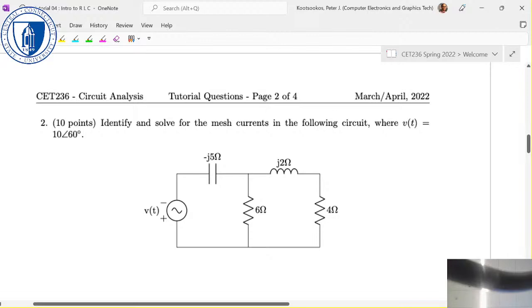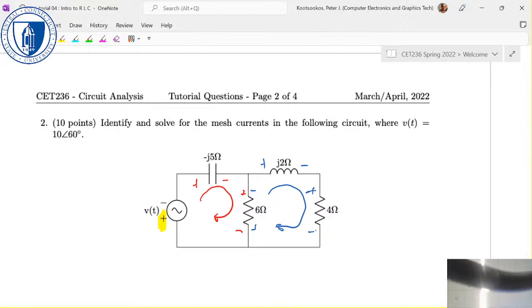So here's a simple mesh circuit, and notice the polarity. Without knowing anything else, I normally go clockwise. And it's just a matter of applying mesh analysis. There's no frequency given here, because the impedances for the capacitor and the inductor have already been given.